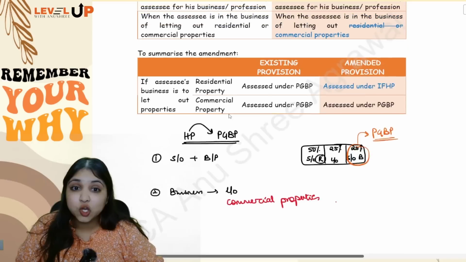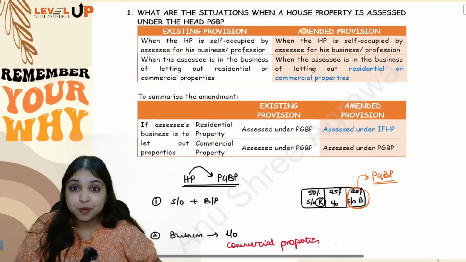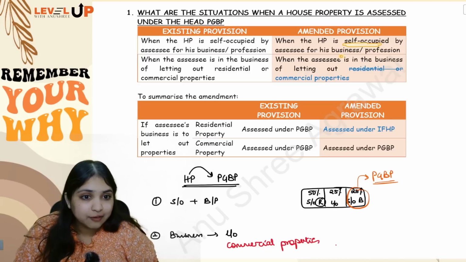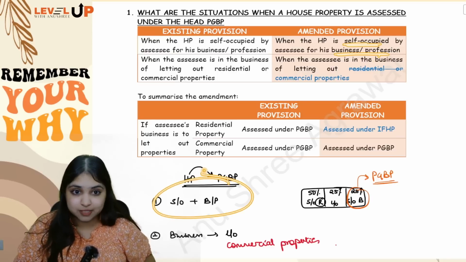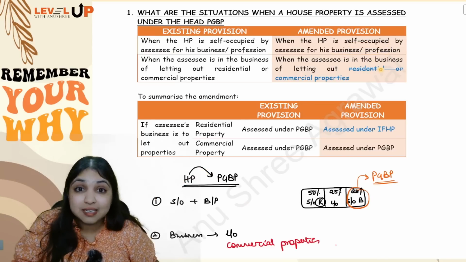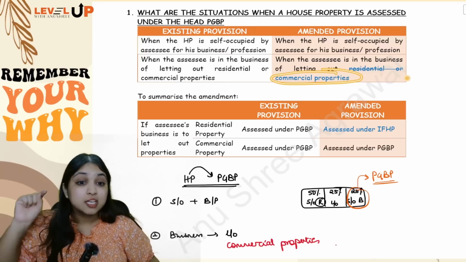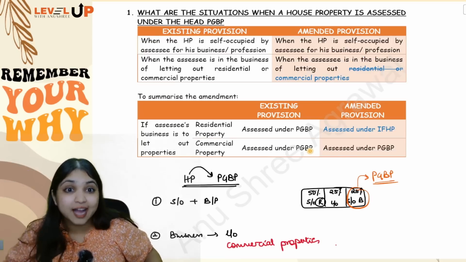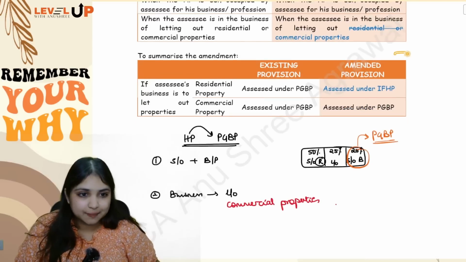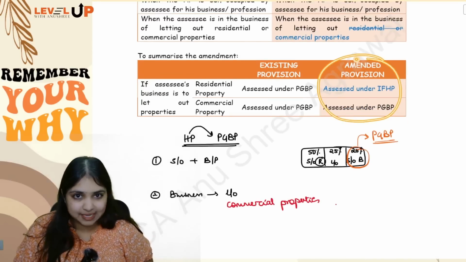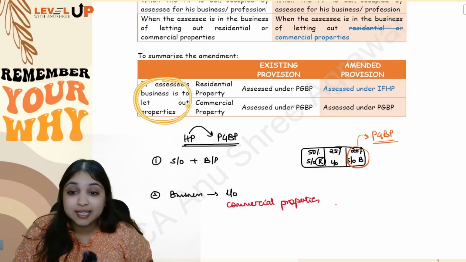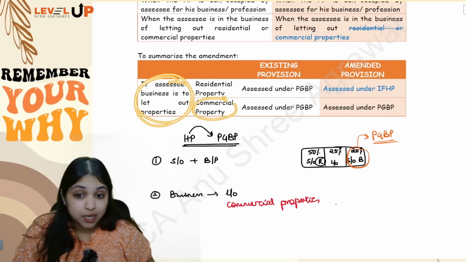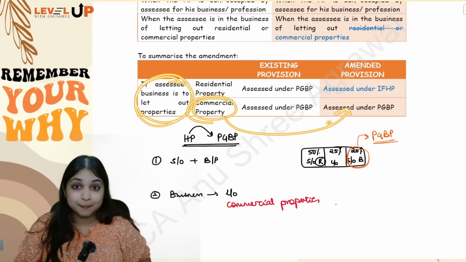Understood? So as per your amended provision now, when will a house property go under the PGBP head, guys? Only in two situations. Situation number one, when the property is self-occupied for business or profession, same like my first point. Second situation, when assessee is in the business of letting out commercial properties. So this means if assessee is in the business of letting out residential properties, it will stay under the IFHP head only. Okay, look at this table, you will get even better clarity. Look at just the amended provision. If assessee is in the business of letting out residential properties, it will stay under IFHP only. If assessee is in the business of letting out commercial properties, this only will go under PGBP head.